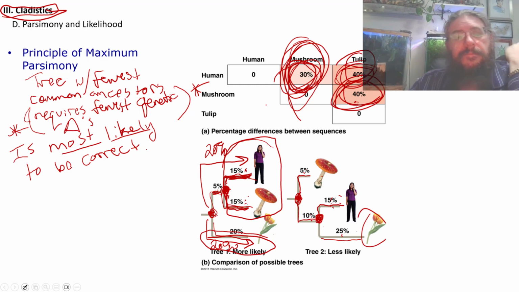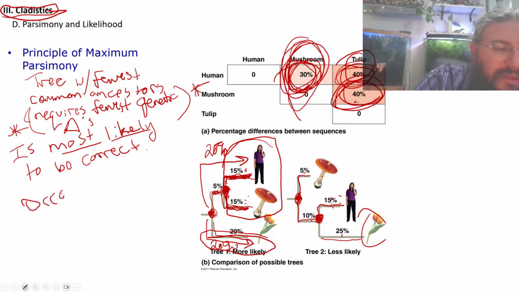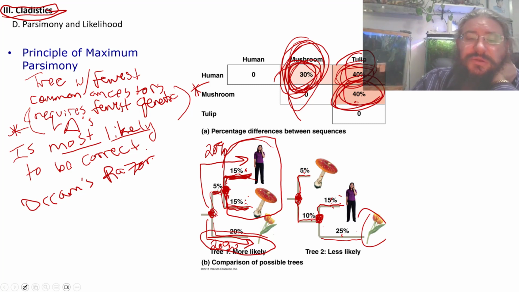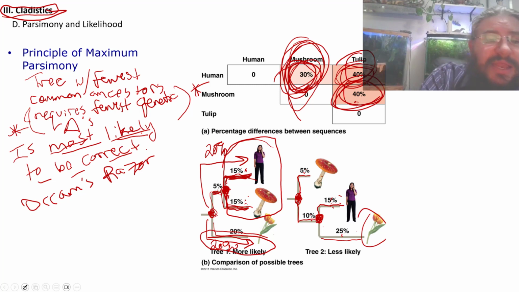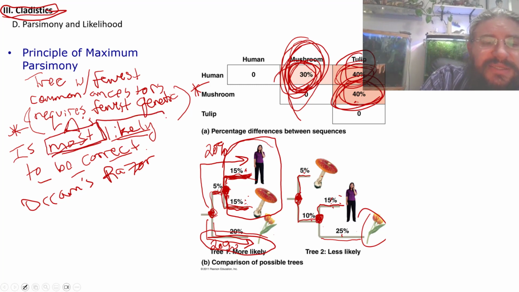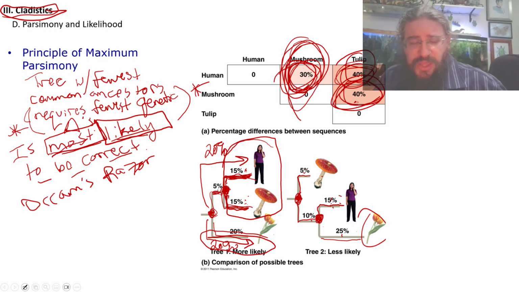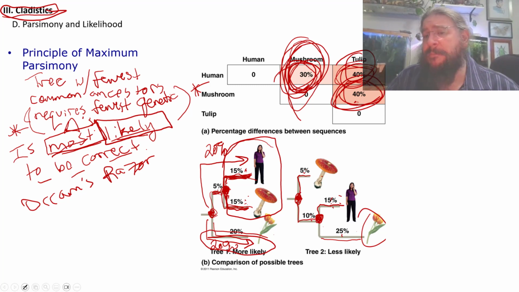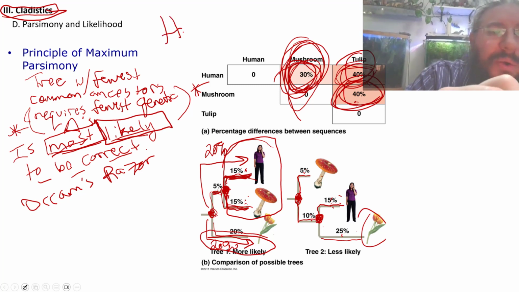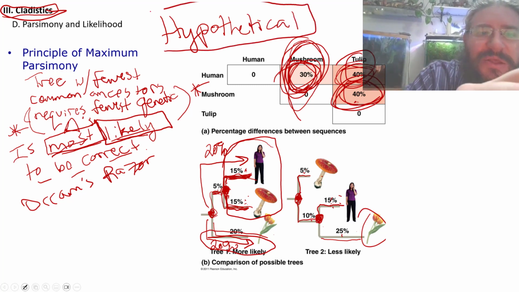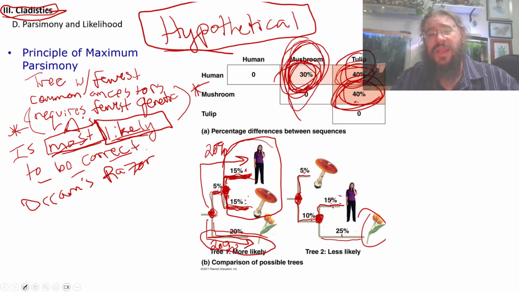So think of it like Occam's razor. But for cladistics, Occam's razor is the simplest solution is most likely to be the correct one. Most likely, heavy lifting here, folks. This is probabilistics, right? You can't just create a maximum parsimony tree and call it good. You then have to, because a maximum parsimony tree is still a hypothetical tree. It is a cladogram that demonstrates hypothetical relationships. And so you then have to collect evidence.